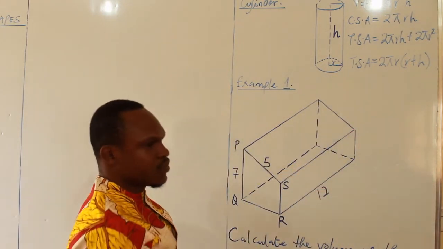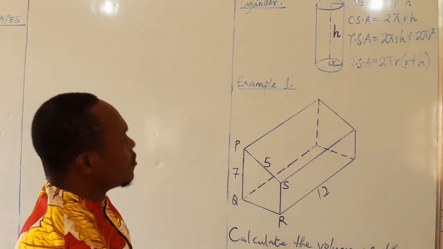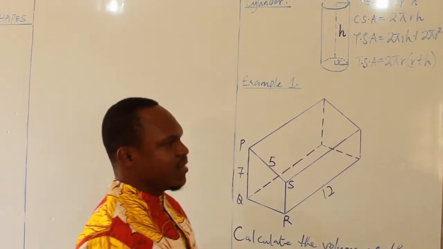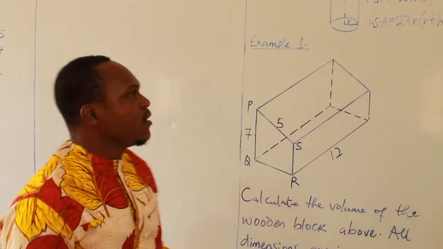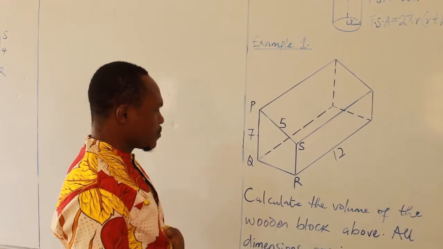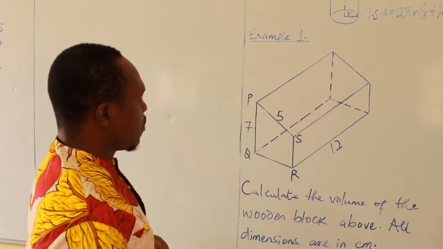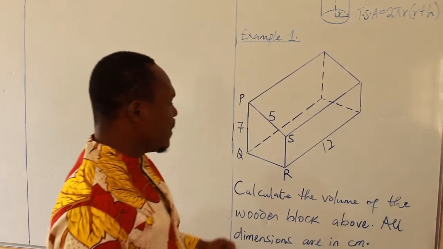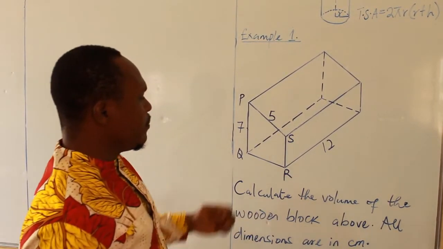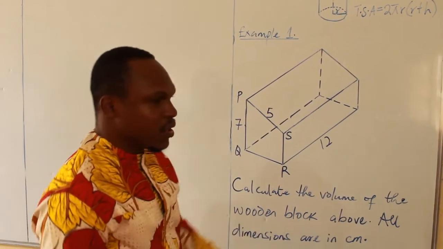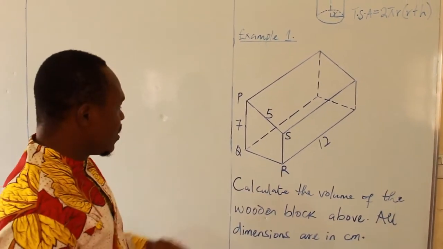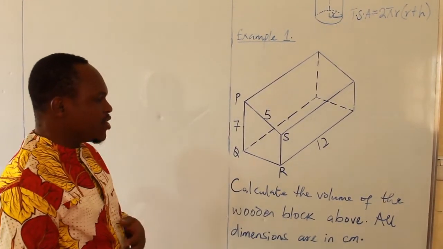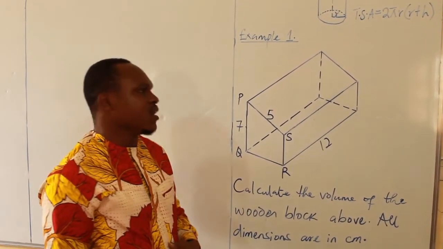Okay, now that we have been able to get this formula, we can try to apply it in problem solving. I'll move on to our first example. We have a wooden block here, a representation of a wooden block. The question says, calculate the volume of the wooden block above. All dimensions are in centimeters.